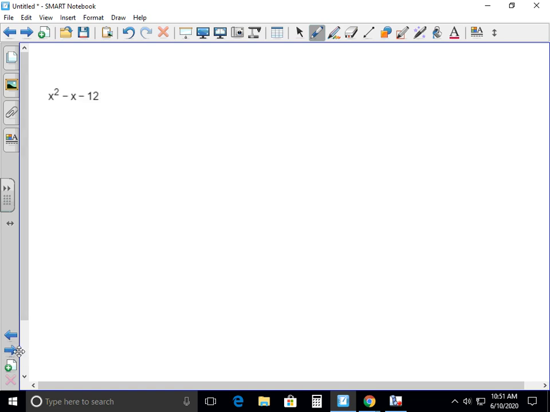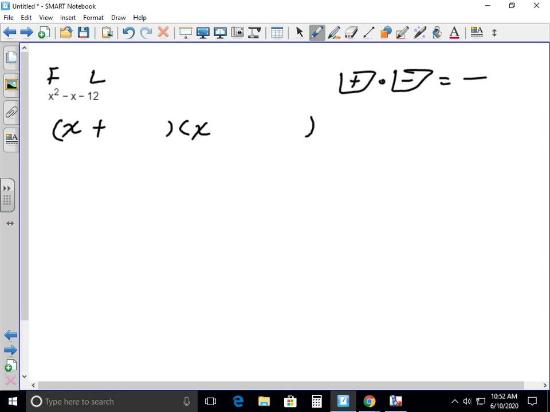Now the next one is a little bit different, and while it looks the same, the thing that makes it different is that that sign is negative. Well, how does that affect us? We still need the first to make x squared, so x times x. But this time we need the last to make a negative. Well, how do you multiply two numbers together and get a negative? Well, that's if one's positive and one's negative. So we need a plus and a minus.